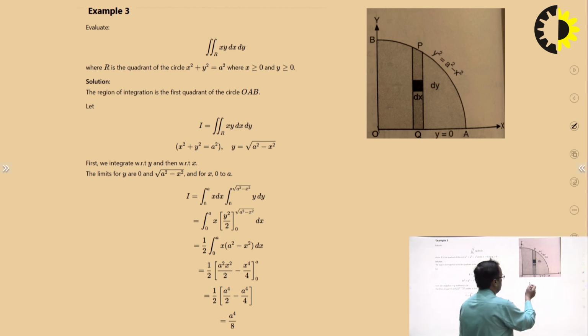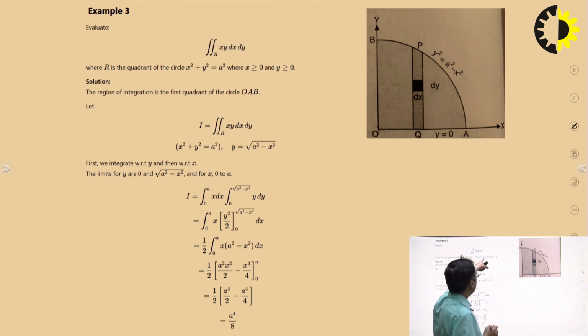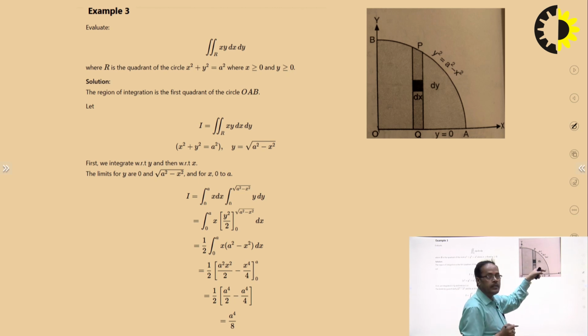So from the figure, this is the x axis, OX is the x axis, and this is the y axis. With x greater than or equal to 0 and y greater than 0, it means the circle lies only in the first quadrant. In the first quadrant, x and y both are positive. It means the part of the circle lies only in the first quadrant. This is the origin, coordinate 0, 0. This is the circle.